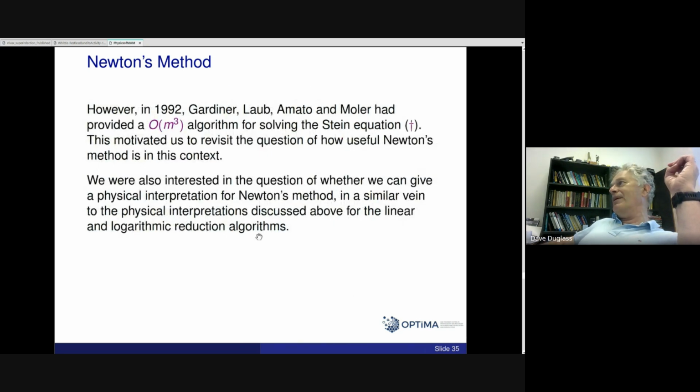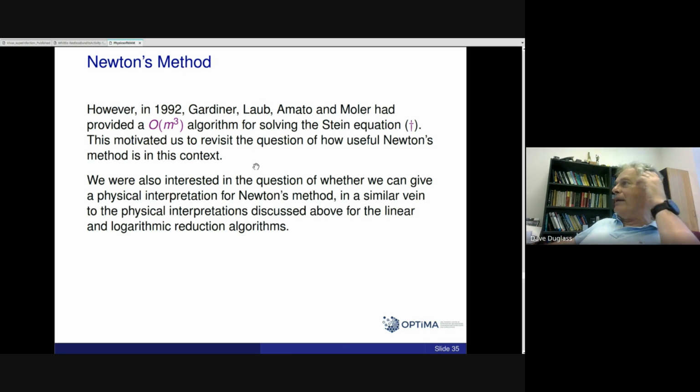But in fact, if you really knew your numerical analysis, you could have done that iteration solving that Stein equation, the equation dagger, with an m cubed algorithm, not an m to the 6th algorithm. And it turned out, I heard this in a referee's report of another paper I was writing, where it was a throwaway comment by the referee that there was already this algorithm in the numerical analysis literature that could do this. So that motivated me to go and talk to Guy about it and ask, well, let's revisit how useful Newton's algorithm is.